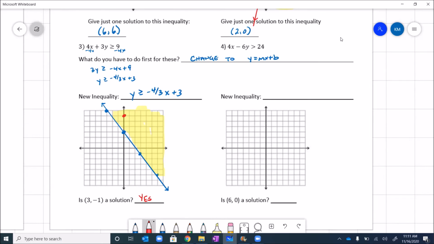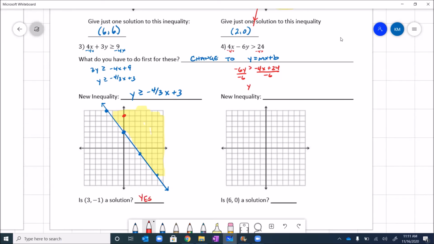Number 4, doing the same thing. I'll use red here. I'm going to solve for y, so I'm subtracting 4x from both sides. I get -6y is greater than -4x plus 24. Divide by -6.